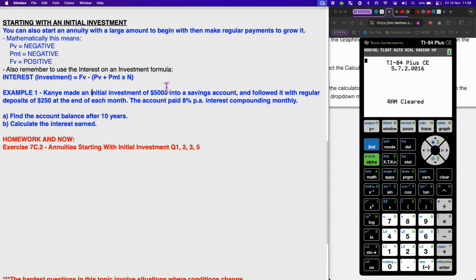And we're going to find A, the balance of the account after 10 years, and B, find the interest that he earned. Can you get that example down, please? For the purposes of the video going onto YouTube, you could skip over to the examples.